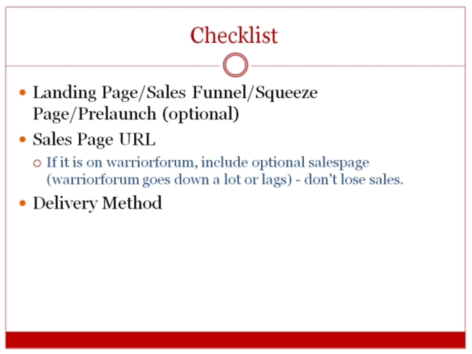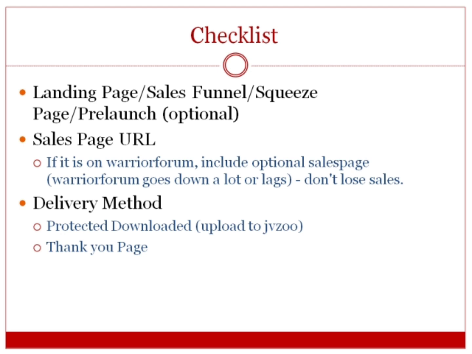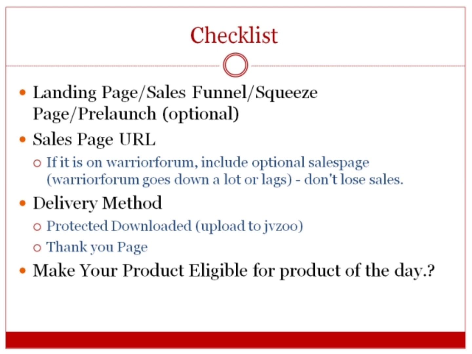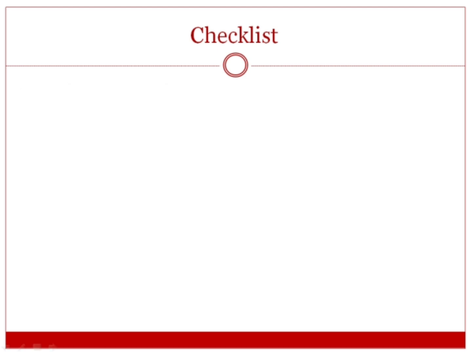You're also going to need to specify the delivery method. You have two choices in this case. You can either upload your files to JVzoo if your product is small in size, or you can have your own thank you page. In this specific video course, I'm going to assume that you're going to go the route of having a thank you page, because if you go the route of uploading your files to JVzoo, then that's an option as well. And also you need to specify whether you want to make your product eligible for product of the day. I don't see why not. That could mean more sales to you, so definitely want to check that box.